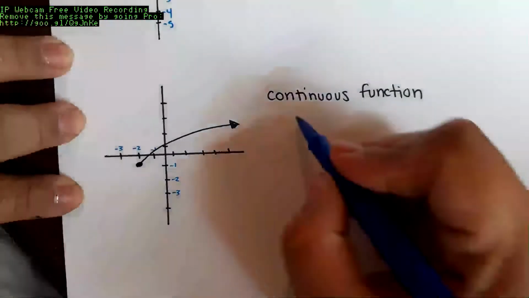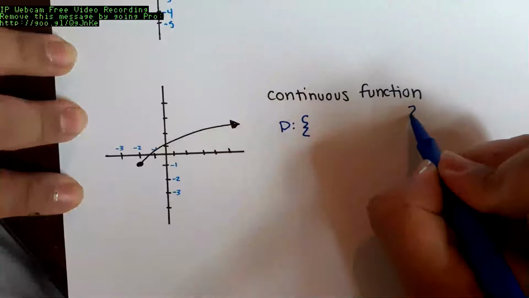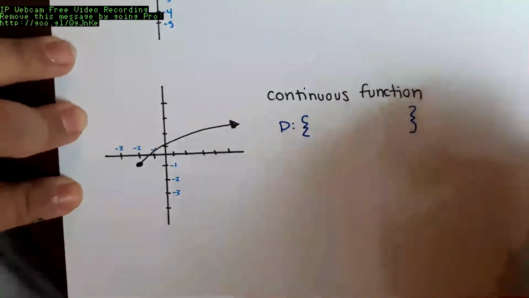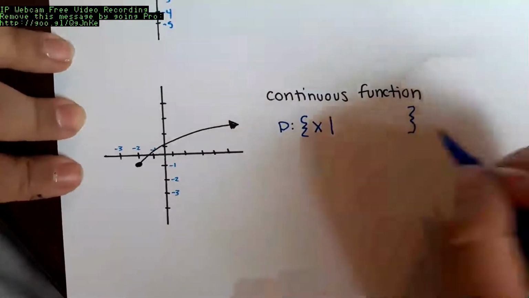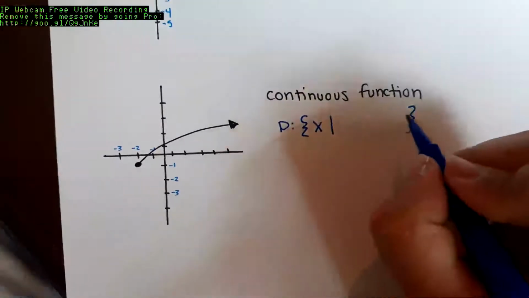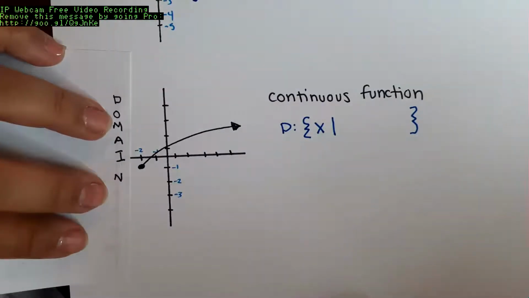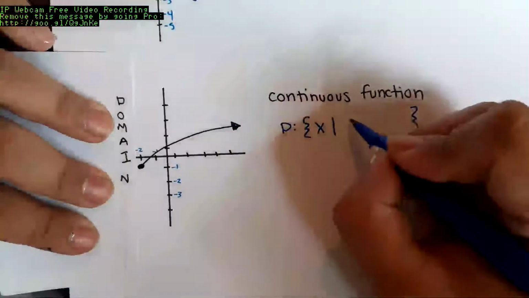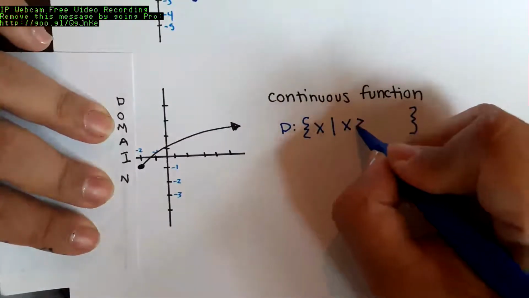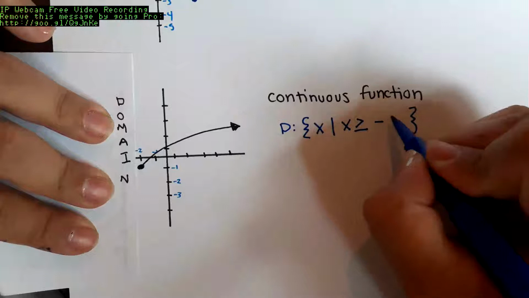I'm going to start it out the same way. I'm going to look for my domain first. I'm going to write my curly braces. And since this is a continuous function, I can go ahead and start with "for all x such that," and I'm going to have some kind of inequality here. Looking at my domain, I know that my domain is going to start at -2. And if I see this arrow, that means it's going to go on forever, right? So then I can put that x is greater than or equal to -2, because I have a closed circle.